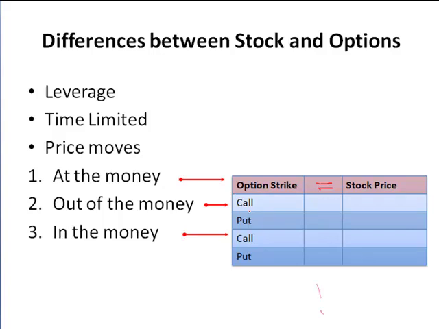Now, for a call, if the call strike price is less than the stock's price, then it is said to be out of the money. And for a put, it's the opposite. If the put strike price is greater than the stock price, then it's said to be out of the money. And for a call to be in the money, your call strike price would have to be greater than the stock price, and a put would be less than the stock price.